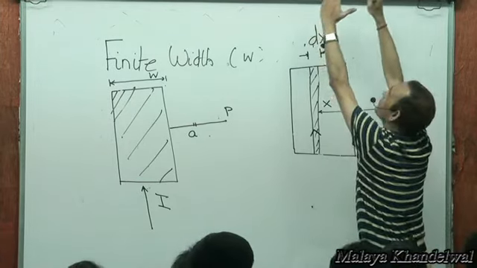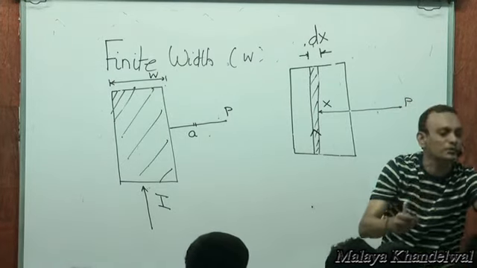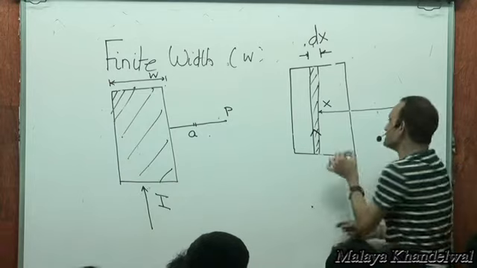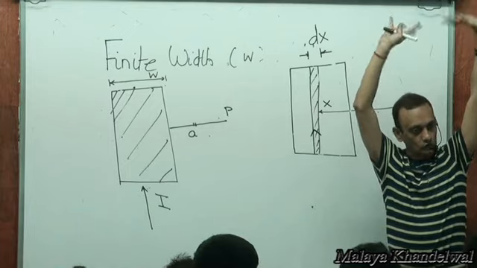This length is infinitely long but has a finite width. The earlier one was infinitely long but was thin. This is an infinite number of thin wires, each being infinitely long. Clear?